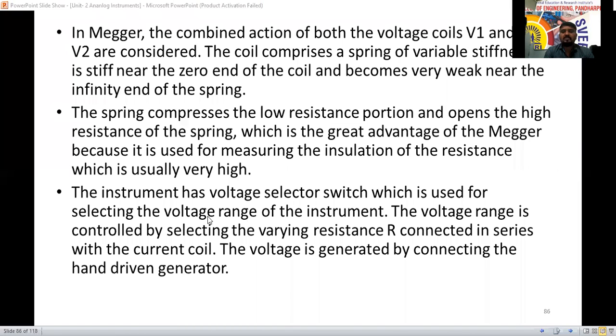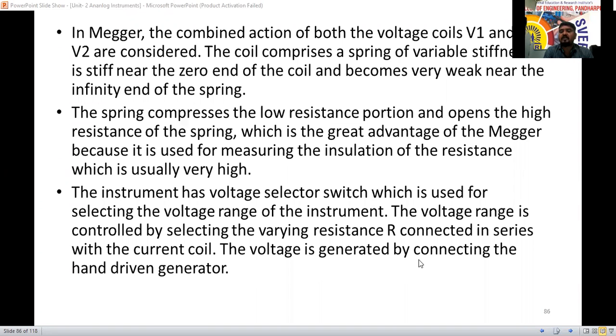So the instrument has voltage selector switches over there, into 1, into 10. We are going to select a switch, which is used for selecting the voltage range of the instrument. The voltage range is controlled by selecting the varying resistance connected in series with the current coil. So the product of current and resistance is going to give the voltage. So based on the selector switch, we can increase the range of current. Based on that, we can select the voltage range here.